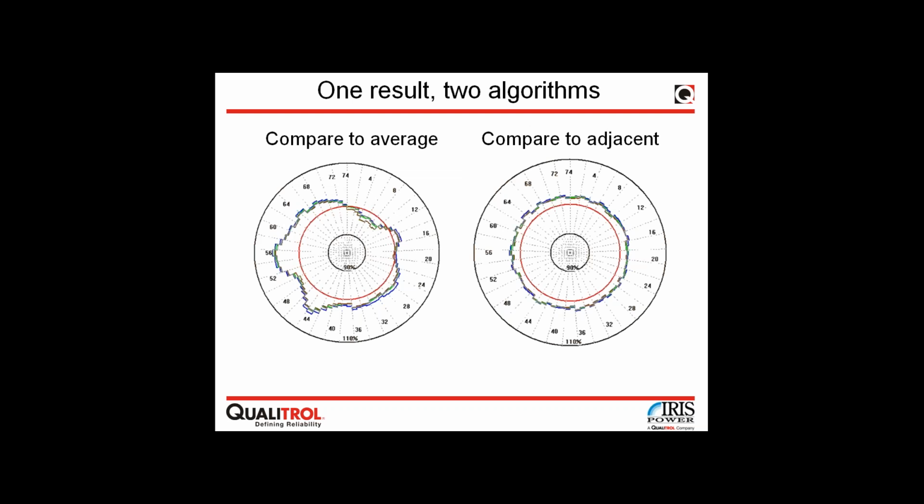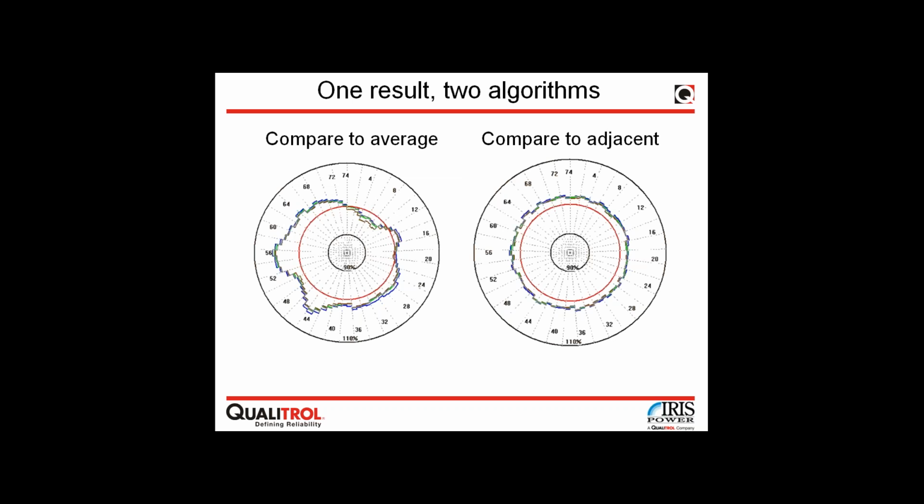So to indicate how that works, there is one result, or actually a collection of the results, which is the same on the left and right side, displayed here using two algorithms. On the left side, we compare results to the average reading, and on the right side to the adjacent pole, which is the neighboring pole. The reason for two algorithms here is to exclude the effect of the air gap between the stator and rotor as something that could affect our signal.